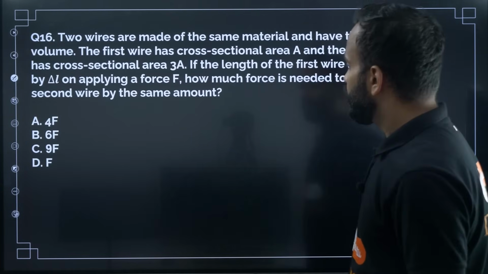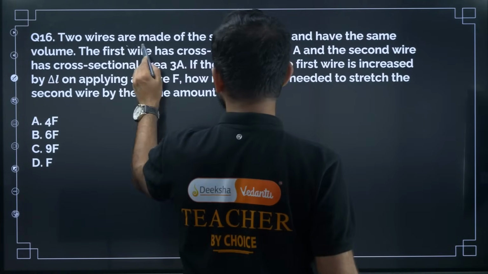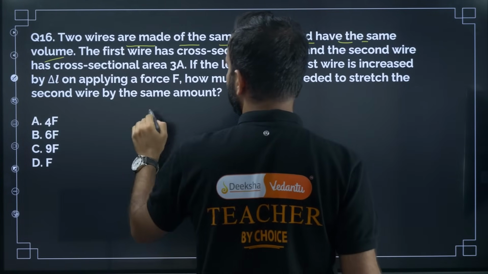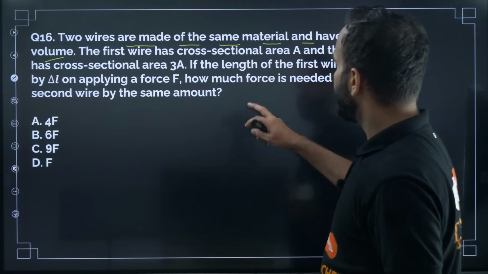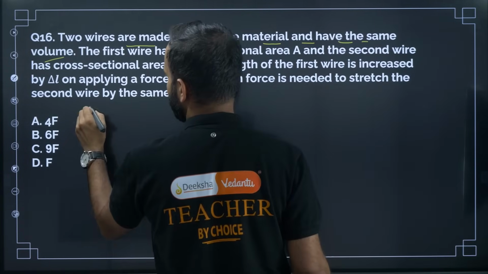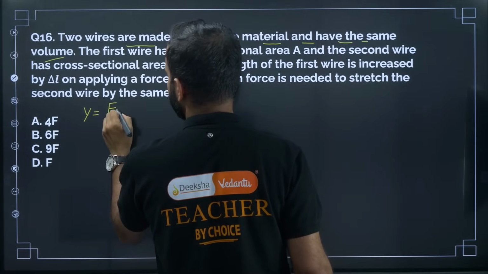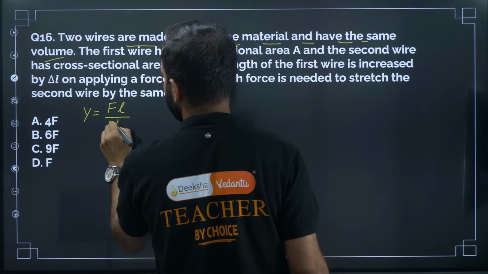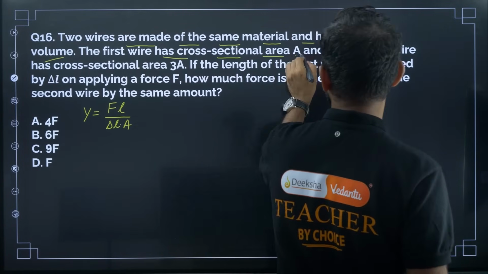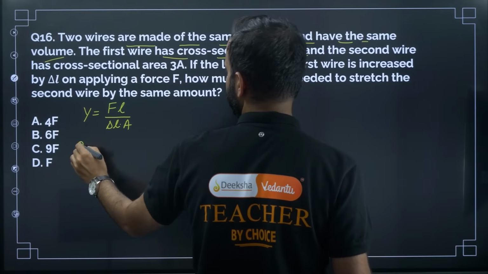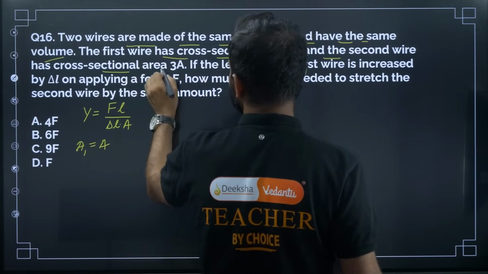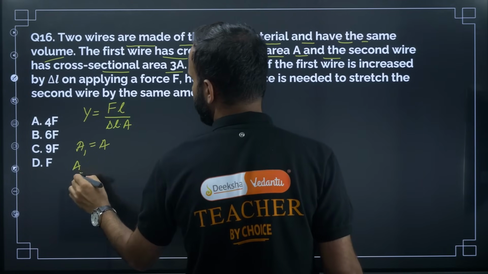Okay. Question number 16. Two wires are made of the same material and have the same volume. So Young's modulus of those two wires is same. What is the Young's modulus formula? F into L divided by delta L into A. The first wire has cross-sectional area A1 equal to A, and the second wire has cross-sectional area A2 equal to 3A.